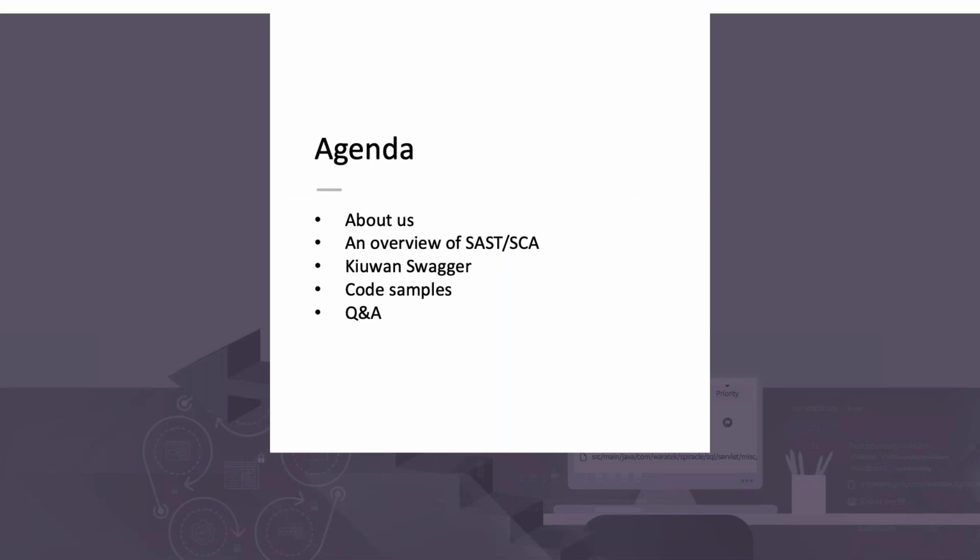The agenda today is fairly straightforward and simple. Tell you a little bit about us, an overview of SAST and SCA briefly. We'll look at the Kiuwan Swagger file, which is a way to use our API or generate endpoints from our API. Then we'll actually jump into the code and look at some code samples, look at our API documentation and actually put it to work and do some actions. And then from there, we'll jump into questions and answers.